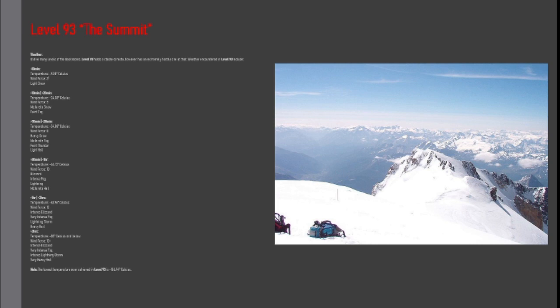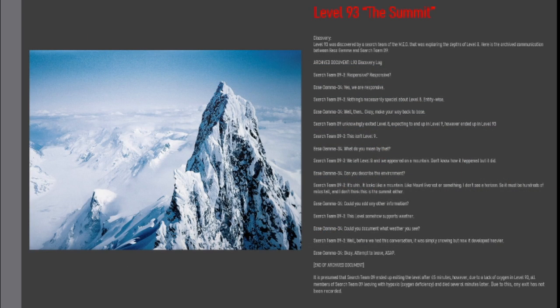Wind force, 12. Intense blizzard. Very intense fog. Intense lightning storm. Very heavy hail. Note. The lowest temperature ever achieved in level 93 is -186.94 degrees Celsius. Discovery. Level 93 was discovered by a search team of the MEG that was exploring the decks of level 8. Here's the archived communication between Base Gamma and Search Team 09.